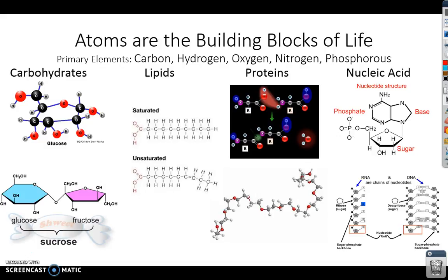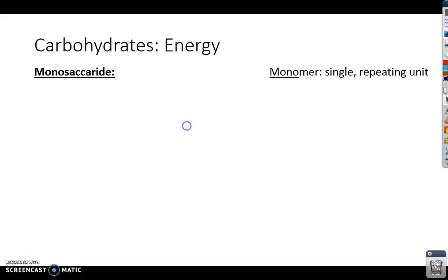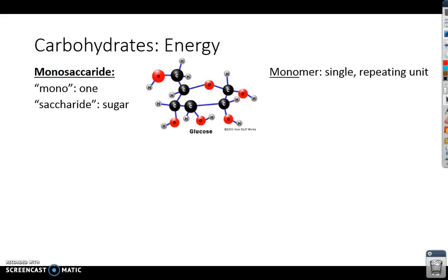So now we're going to look at each of these 4 macromolecules in particular. So we'll start with carbohydrates. They're mainly used for energy. Think about sugars. We start out with monosaccharides. And so if we break this down, the monosaccharide is what we call the monomer. Notice how we have mono here, mono here. So what does mono mean? Mono means 1. So this is a monosaccharide, 1 sugar. Saccharide means sugar. So if you look at the monomer, it's a single repeating unit.